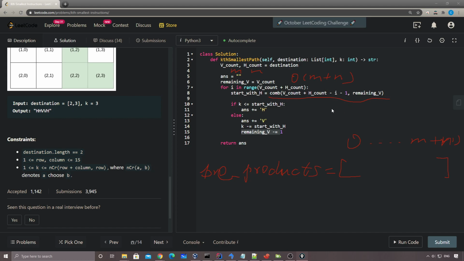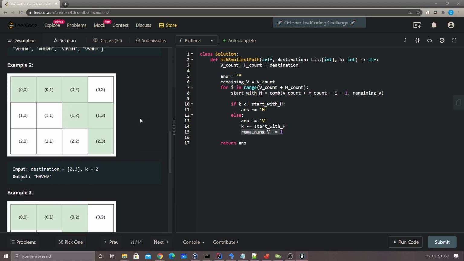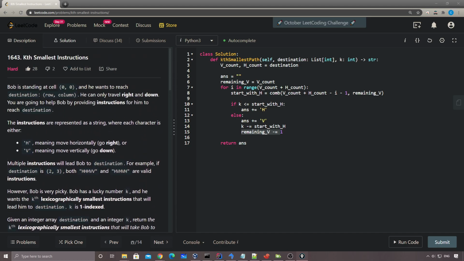Okay, so I think that's it for this problem. I think it's a pretty tricky problem, at least for me, because I'm not that good at this kind of math problem. So this is something we all need to keep learning.